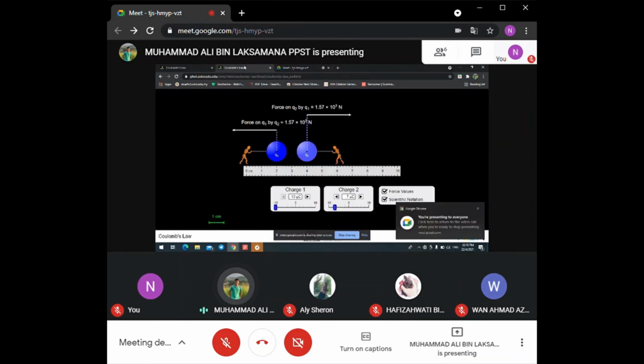For the conclusion, in this experiment, we were able to observe and compare the experimental and theoretical values of Coulomb's constant K, and that the electrostatic force between the two charged pairs is directly proportional to the product of the two charges, as well as inversely proportional to the squared separation distance between the two charges. Also, we could determine whether the force between the two charges is an attractive force or a repulsive force.